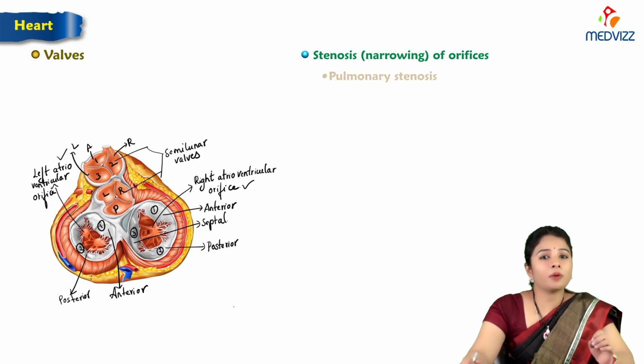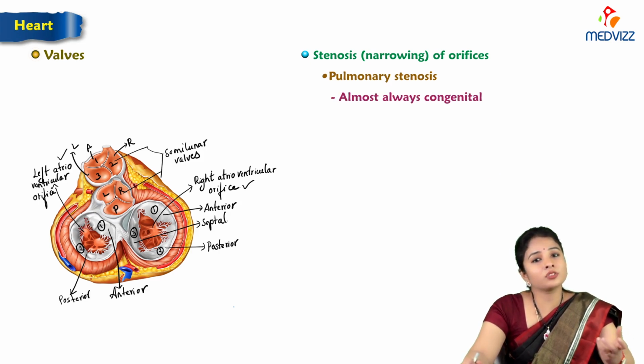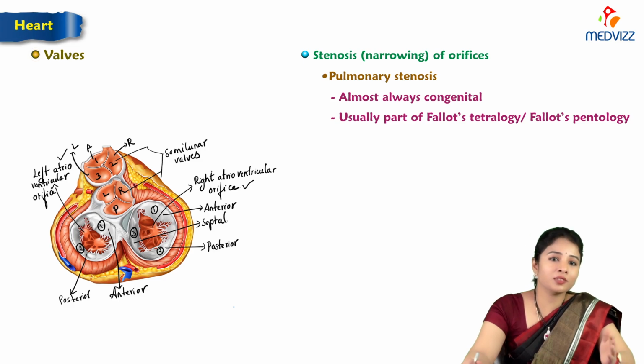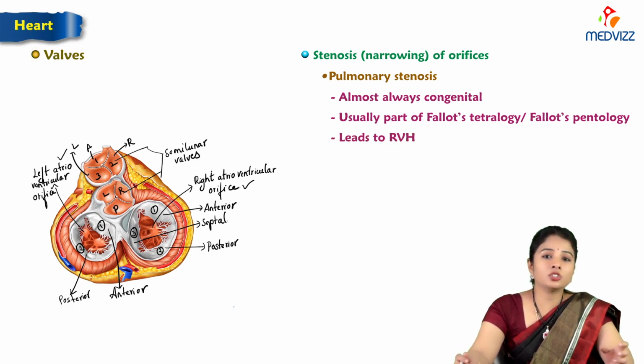So next about the pulmonary stenosis, it is almost always a congenital anomaly, usually associated with Fallot's tetralogy or Fallot's pentalogy. It leads to hypertrophy of the right ventricle.